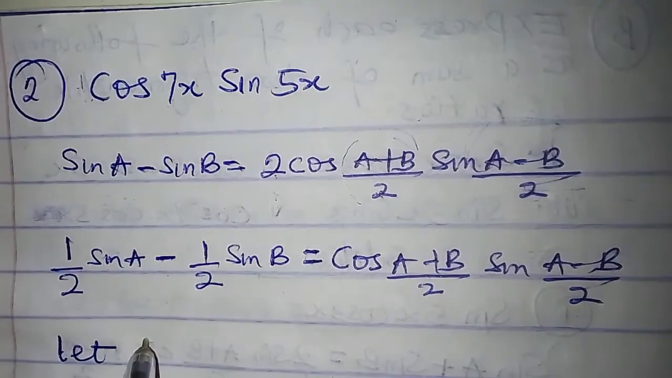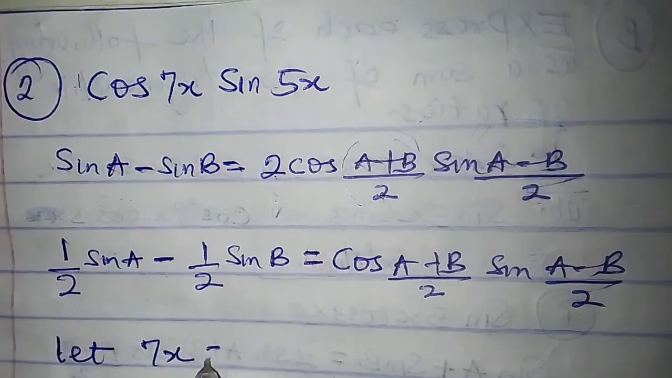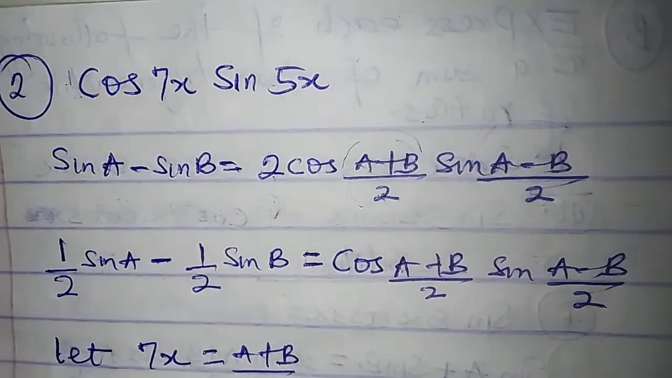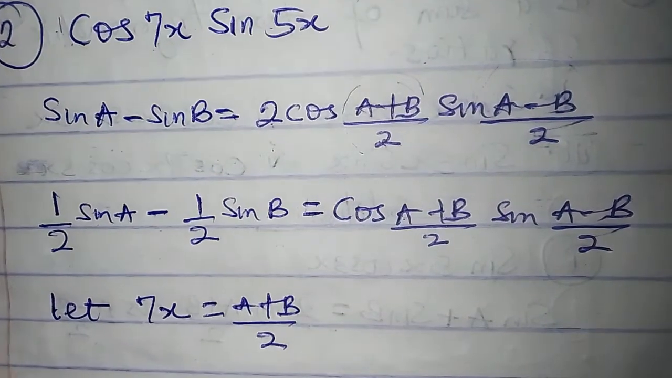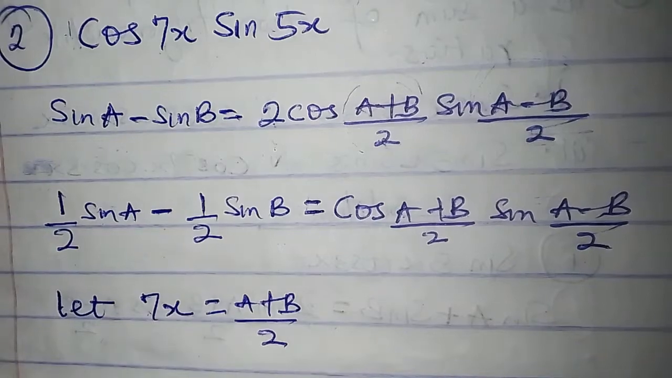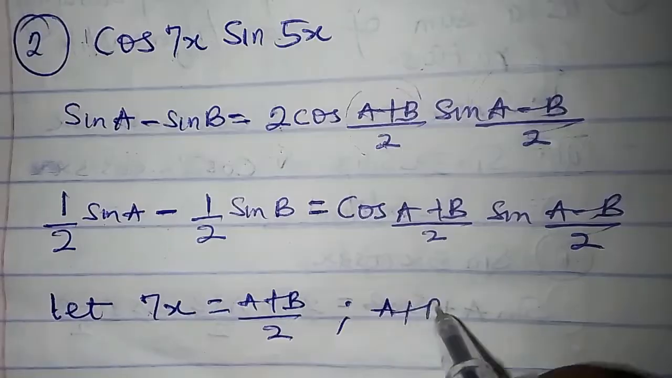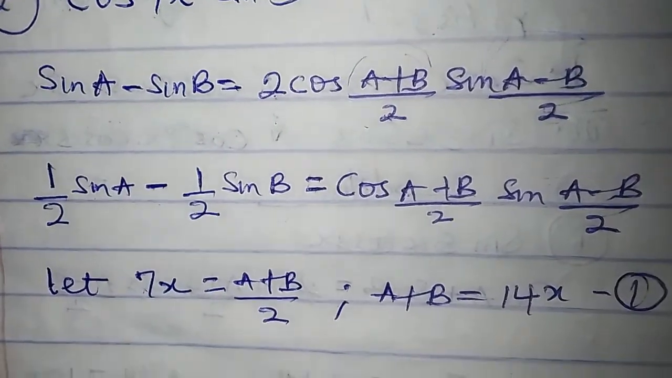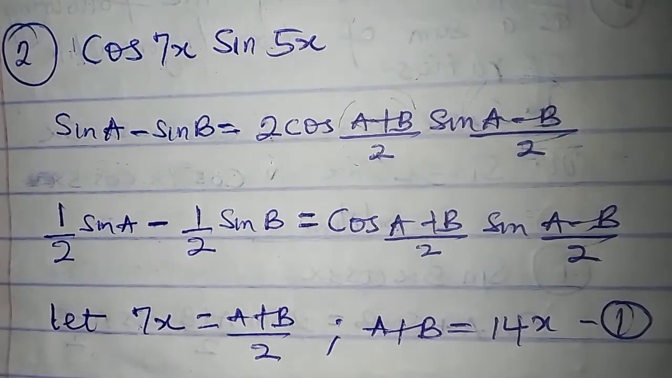Let 7x, as we have here, be equal to (A plus B) over 2. So we'll make A plus B the subject of the formula. Cross multiplying, 2 times 7x is 14x. That means A plus B is equal to 14x. Equation 1. Let 5x be equal to (A minus B) over 2.